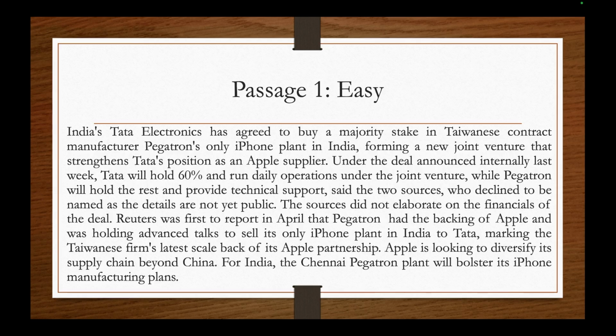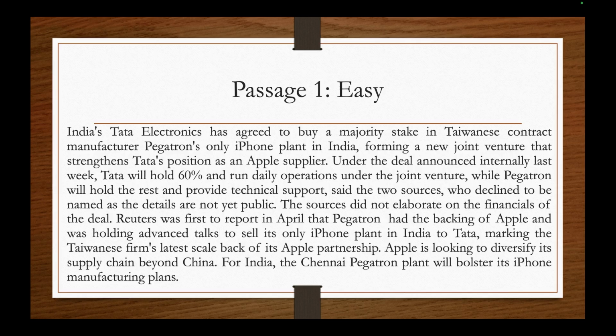Reuters was the first to report in April that Pegatron had the backing of Apple and was holding advanced talks to sell its only iPhone plant in India to Tata, marking the Taiwanese firm's latest scale back of its Apple partnership. Apple is looking to diversify its supply chain beyond China. For India, the Chennai Pegatron plant will bolster its iPhone manufacturing plans. Like we all know, India is one of the biggest markets for Apple to operate after the US.